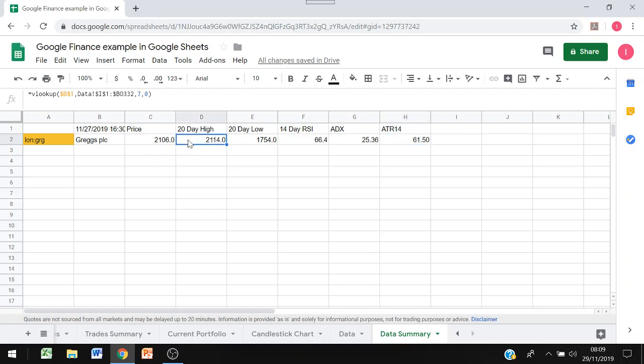20-day high, 20-day low, relative strength, that is calculated. ADX, which is a trend indicator, that's calculated. And then average true range, which is a measure of volatility.